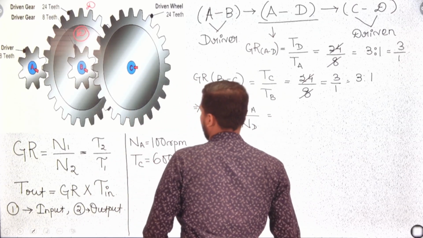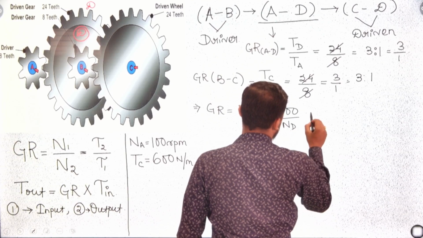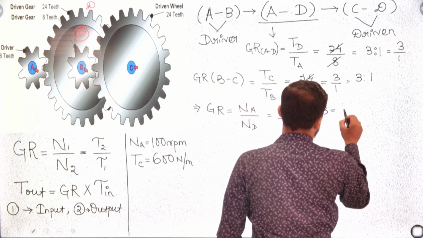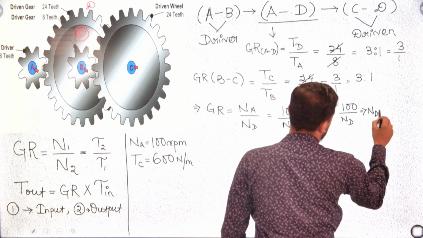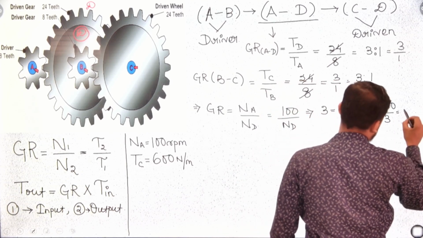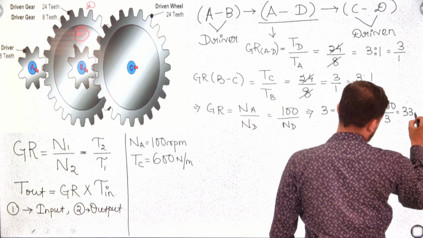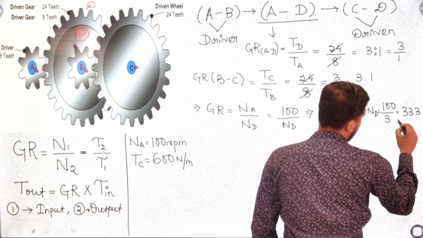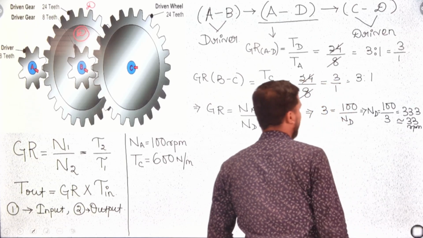Okay. So Na is given 100 RPM. By ND we are going to find out. Gear ratio 3 is equal to 100 by ND. That is ND is equal to 100 by 3. If you divide it, you will get 33.33, it will be recurring, it will continue. So for understanding, let's take 33 RPM. The point gets neglected.